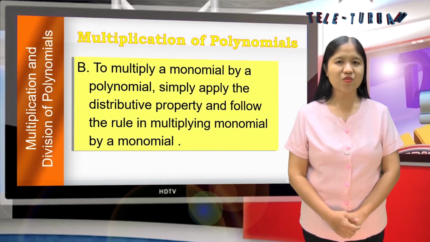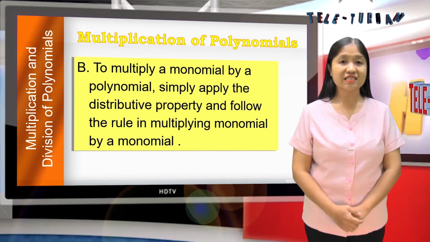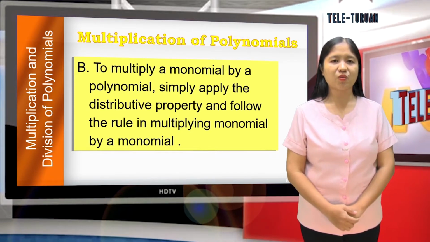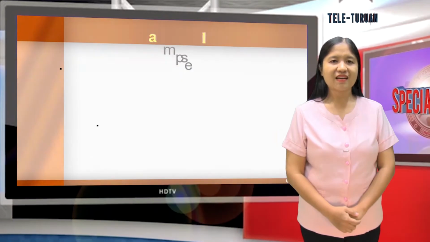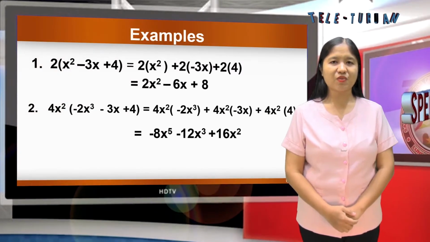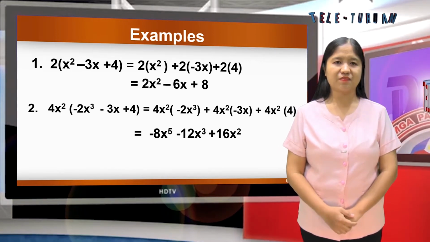Another technique is to multiply a monomial by a polynomial. Simply apply the distributive property and follow the rule in multiplying monomial by a monomial. Let us study and observe the following examples. How do we get the product?